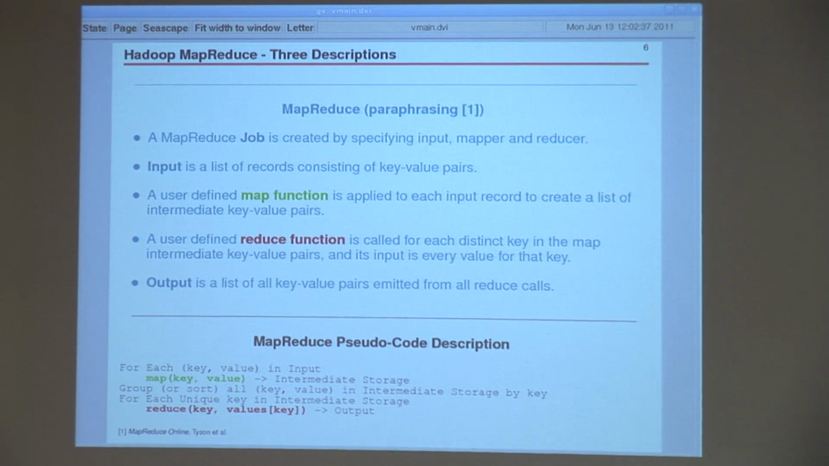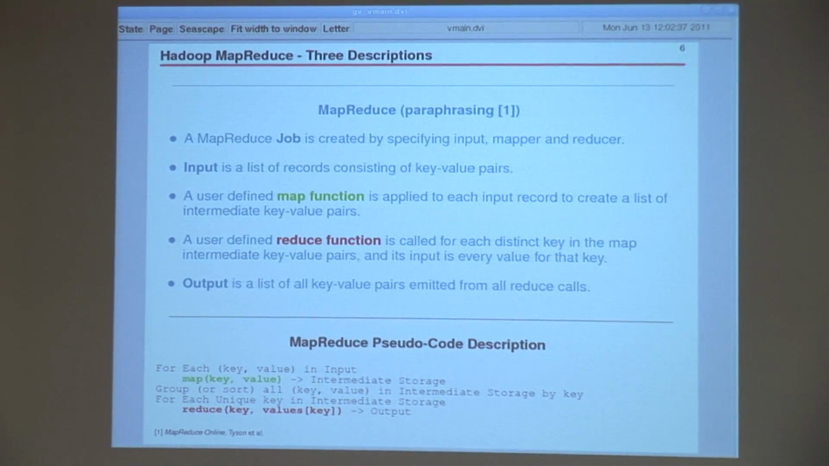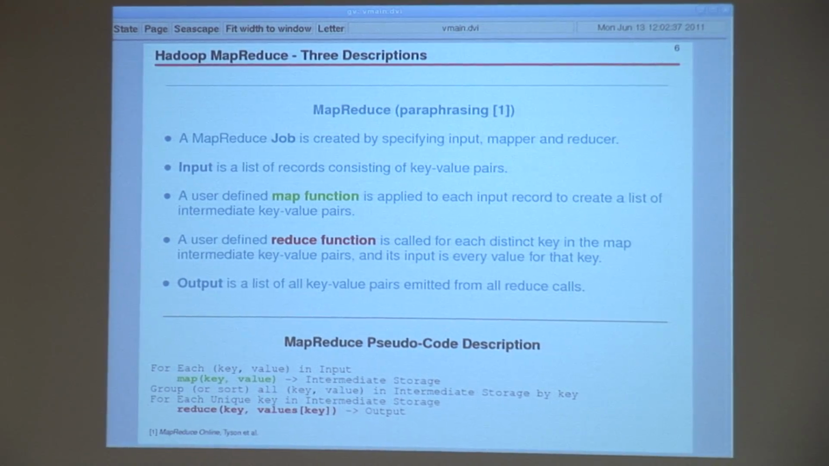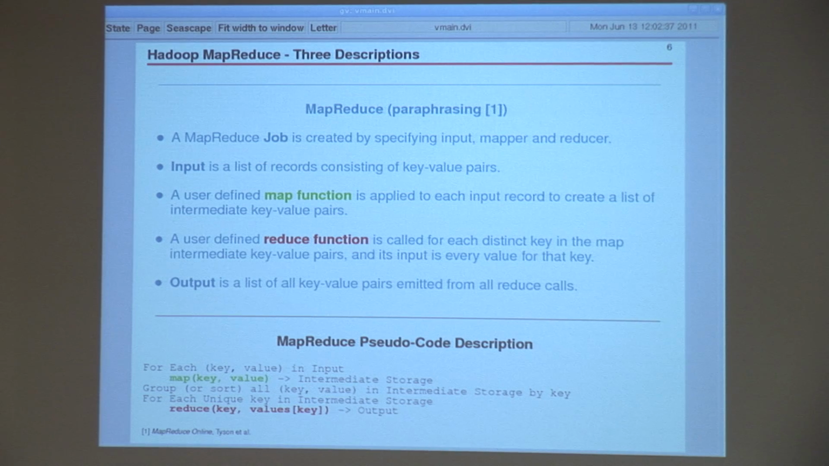So MapReduce, I'm paraphrasing a great, sort of unrelated paper, but they did a good job of describing it in a succinct way. A MapReduce is a job. You describe an input, a mapper, and a reducer. So you get data somewhere on your distributed file system. You describe a mapper and a reducer, and originally those are implemented in Java.